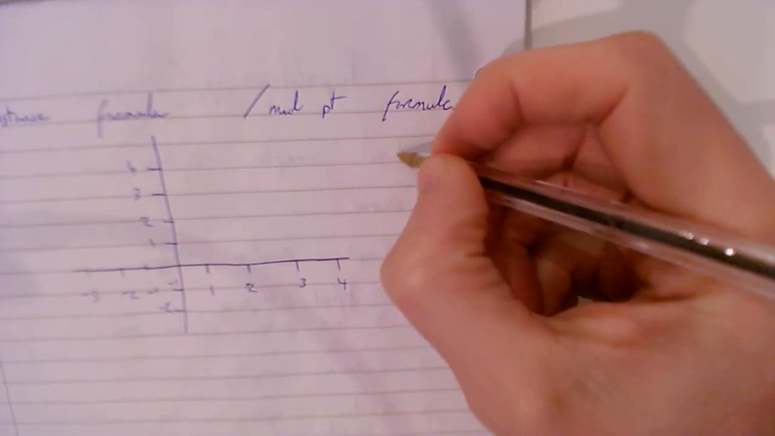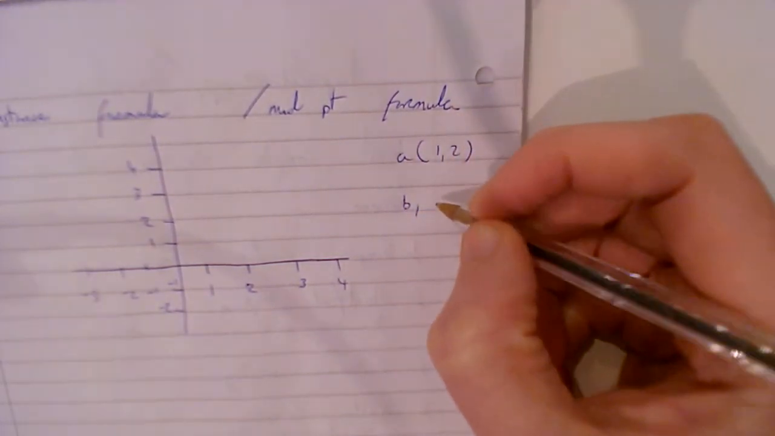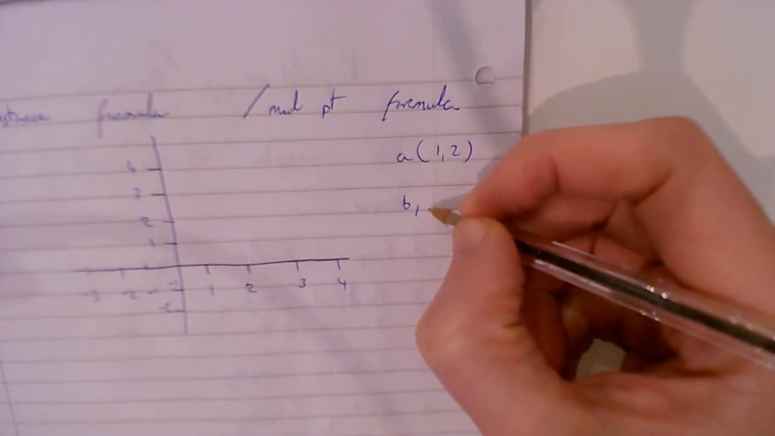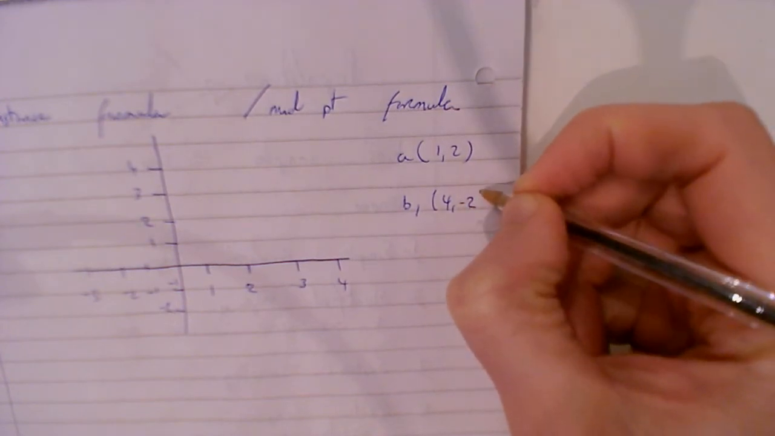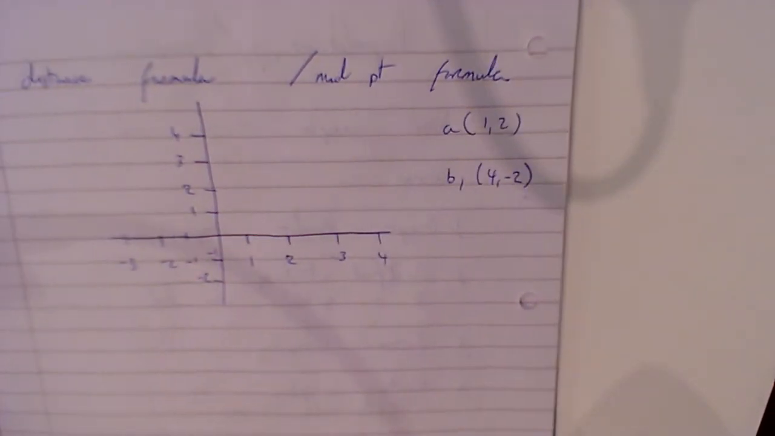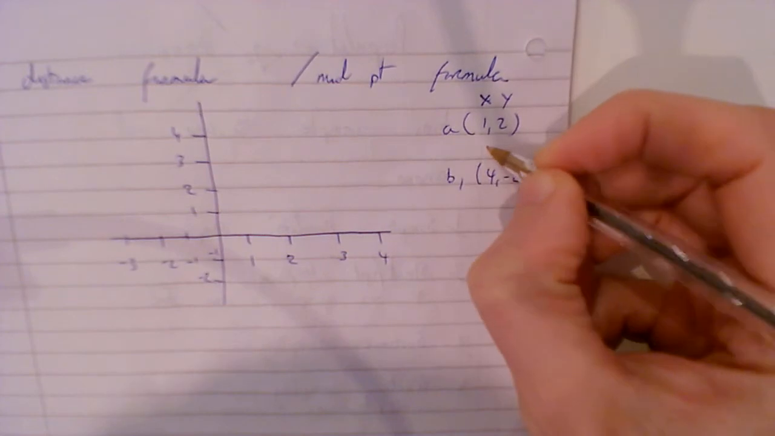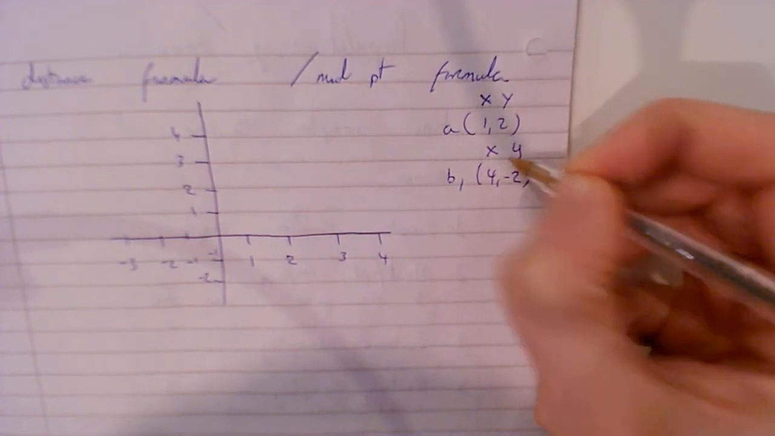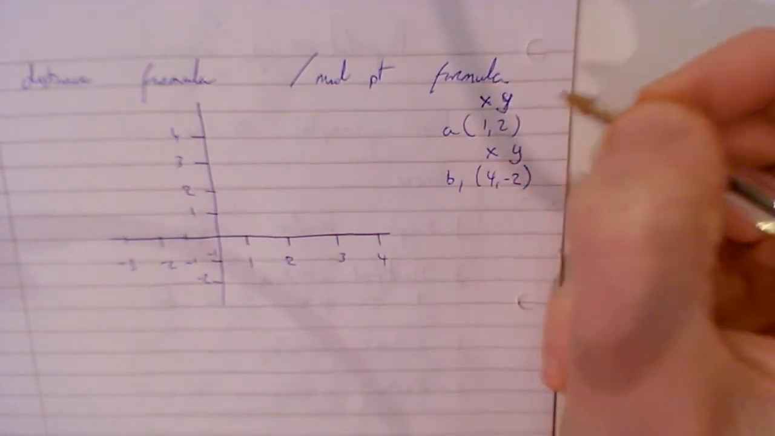Point A, I'm going to say, is 1, 2, and point B is 4, -2. So I need to get the distance between these two. Well, first of all, I need to know how to put this in. That's the x coordinate, that's the y coordinate. This is the x coordinate, and this is the y coordinate.